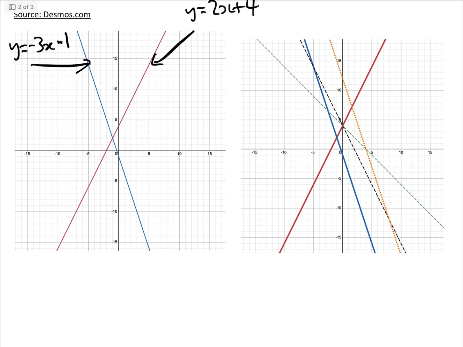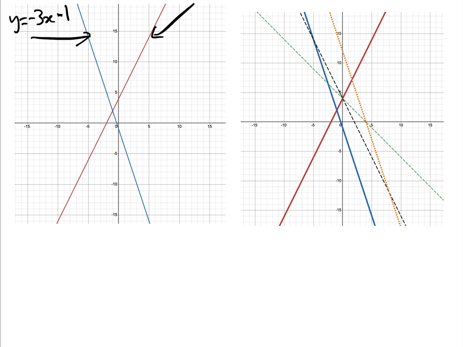The graph on the right here is again the same curve as this, and this blue one is the one we want to get to. So we need to transform y equals 2x plus 4 into y equals minus 3x minus 1. First of all, we are going to reflect this in the y-axis.